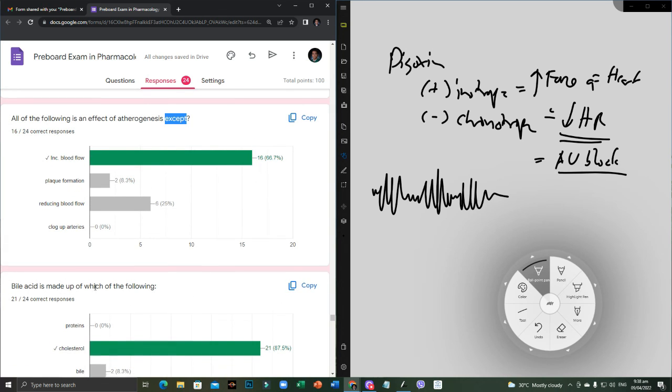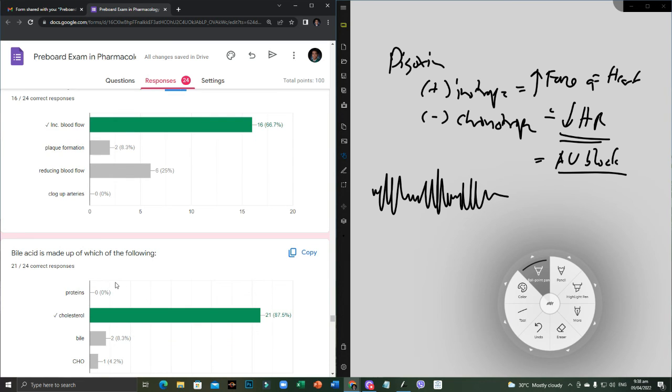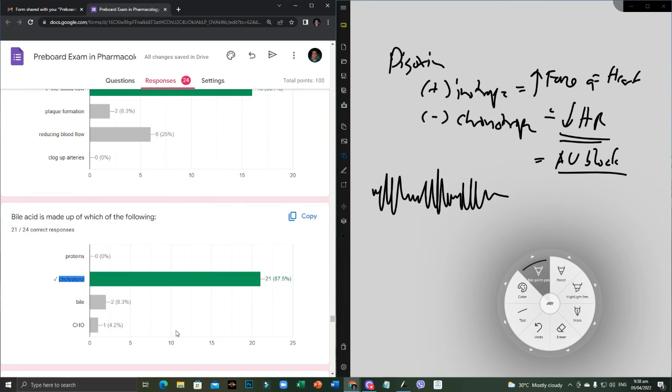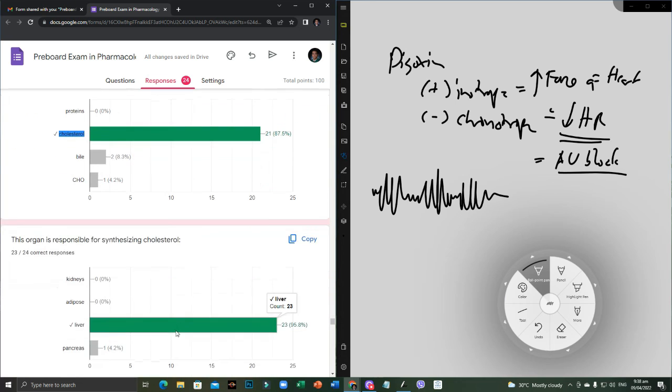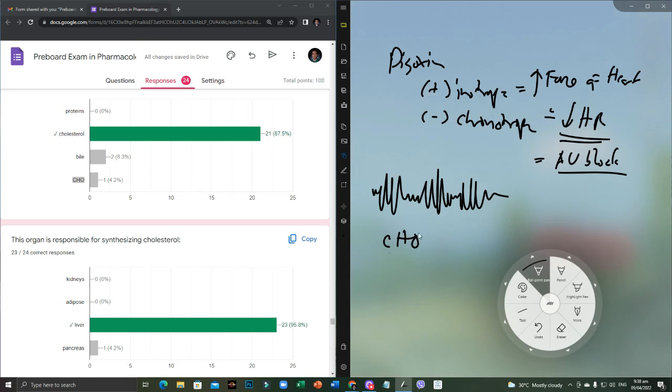So, yeah. Bile acid is made up of which of the following? So, very good. It's made from cholesterol. CHO stands for carbon, hydrogen, and oxygen, which is carbohydrates. If you put N here, like CHON, carbon, hydrogen, oxygen, and nitrogen, that's a protein. So, CHO, that's carbohydrates. Okay, something you learned, class, from biochem.